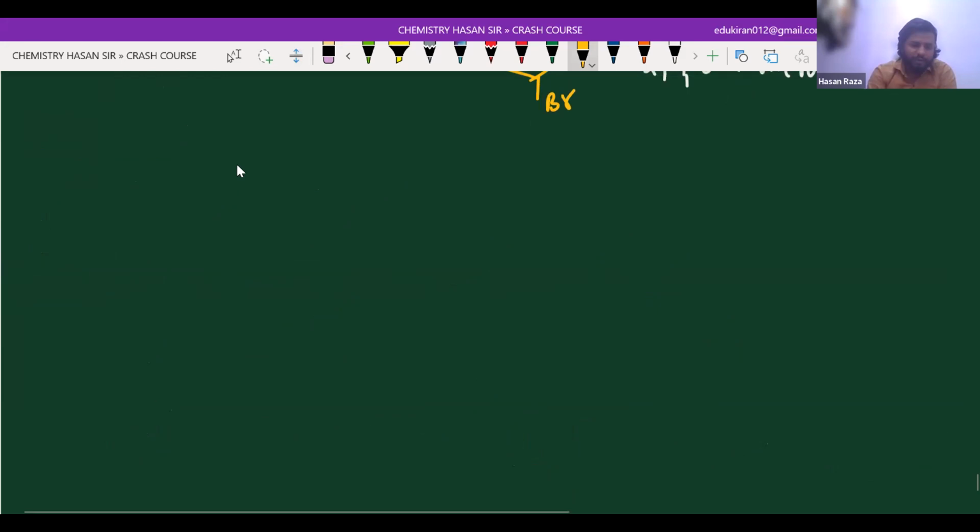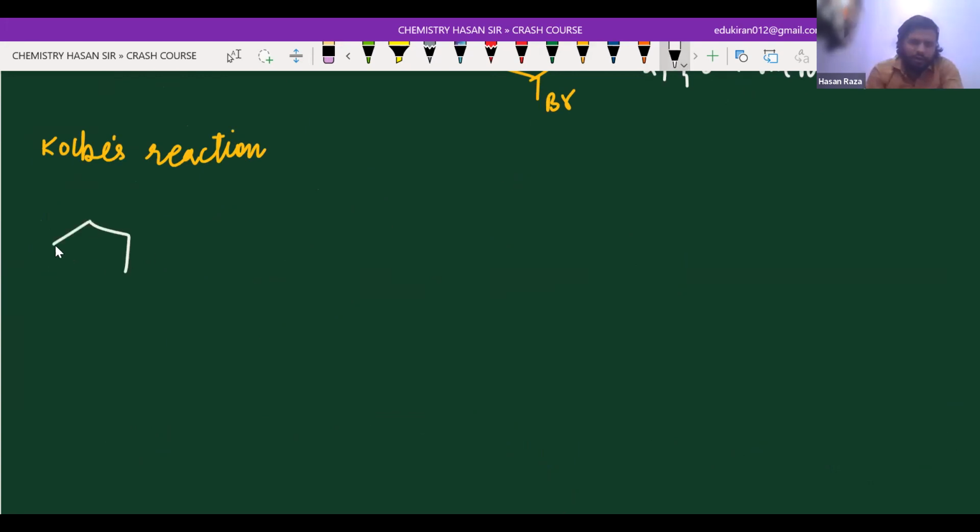Now the next reaction is Kolbe's reaction, that you already know. Kolbe's reaction. It is a name reaction. You just need to go with the steps. What we do in Kolbe's reaction, this is your phenol. Since we are studying the chemical reaction of phenol, so concentrate here. We need to react this with NaOH, and this reaction we already have done in alcohol.